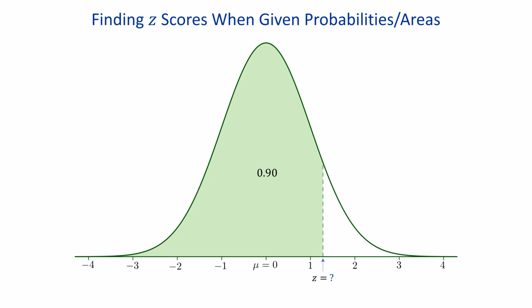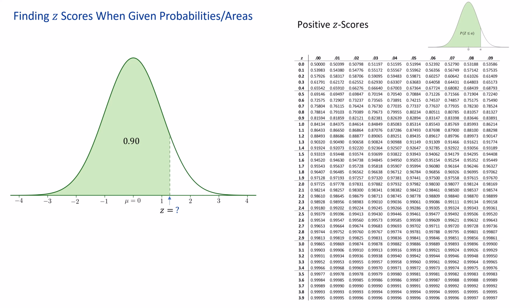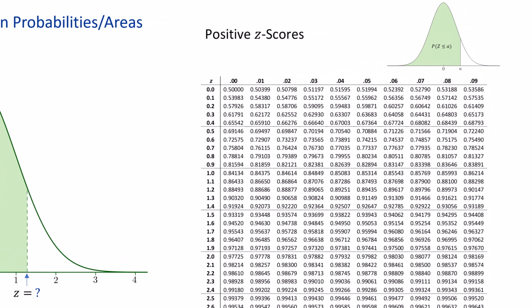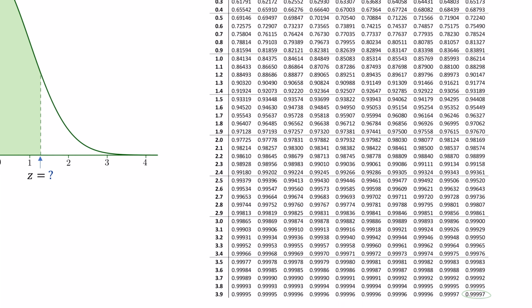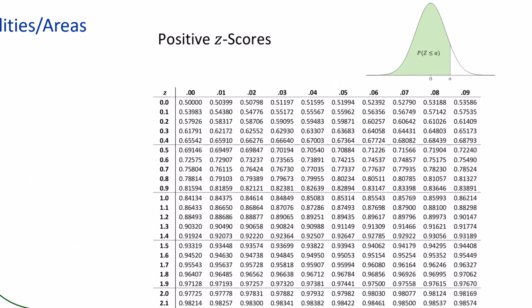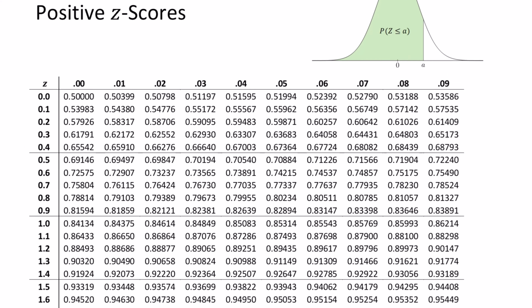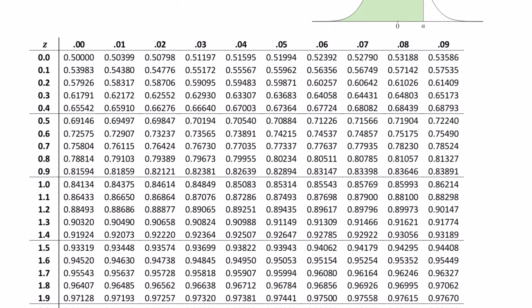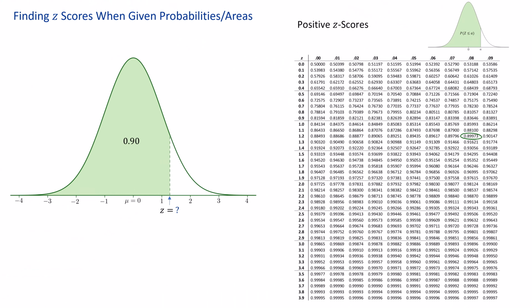How do we know whether we use the negative or positive section of the z-table? Well, if we look at the positive section of the z-table, you'll notice that the cumulative probabilities range from 0.5 to 0.99997. With that out of the way, let's locate the probability closest to 0.90. So we're going to scan the inside of the table, and we see that the probability closest to 0.90 is 0.89973, which corresponds to a z-score of 1.28.